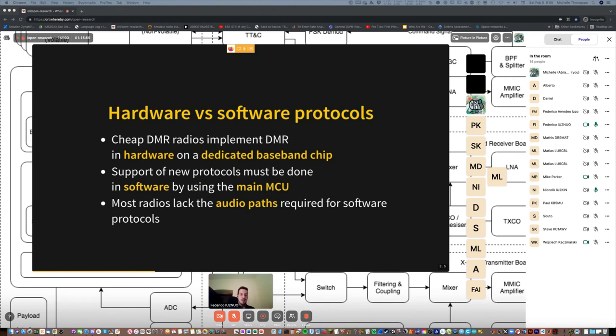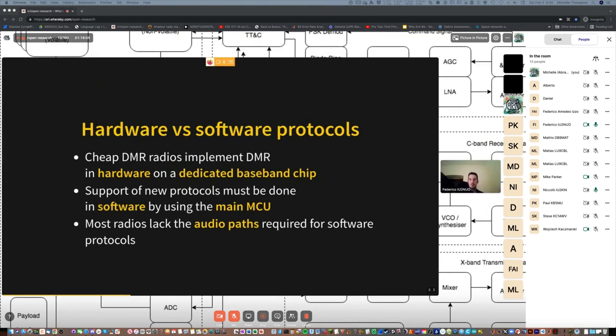What we have done so far is to research some hardware modifications which add the missing audio path to this radio. Basically, we give the MCU the capability to receive and transmit arbitrary audio signals over the radio, and we add the ability to receive microphone input and transmit speaker output.